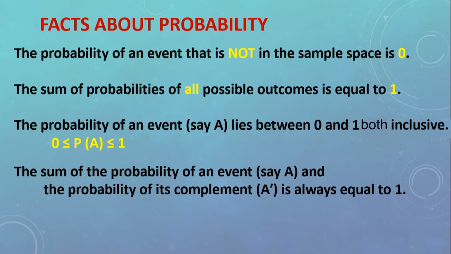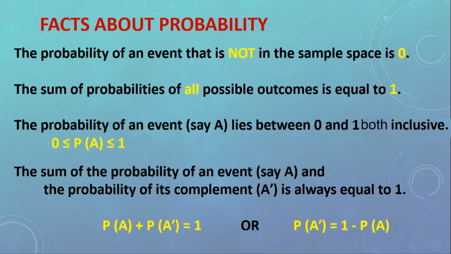And the sum of the probability of an event with the probability of the complement of the event is always equal to 1. That's why we have the formula probability of A plus probability A dash equals 1. And as I've shown you how to use the formula, probability of A dash equals 1 minus probability of A.